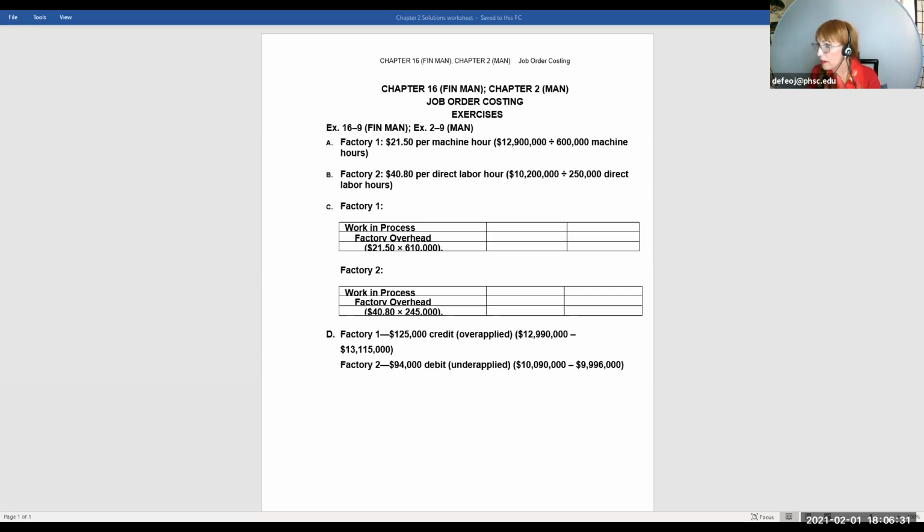All right. So did all of you write the equation down, or do you need me to type that again? It's on page 55. Predetermined factory overhead rate equals estimated total factory overhead divided by the activity base. Now, what's the activity base for factory one?